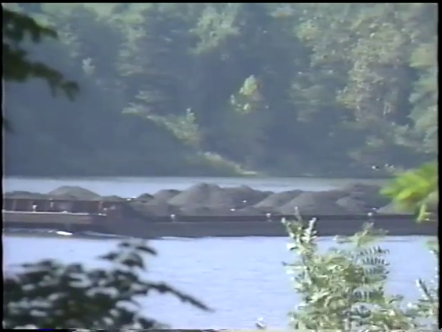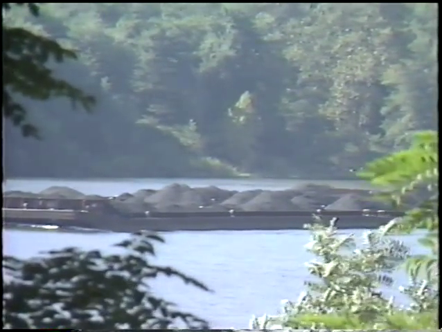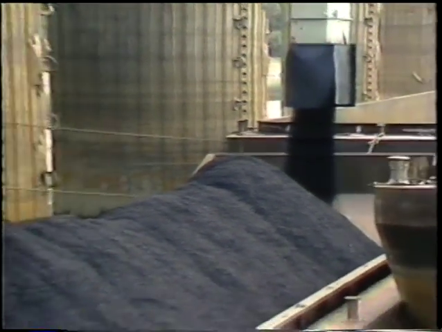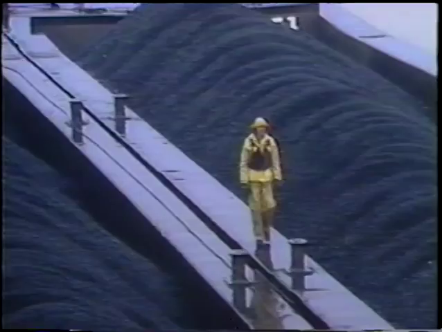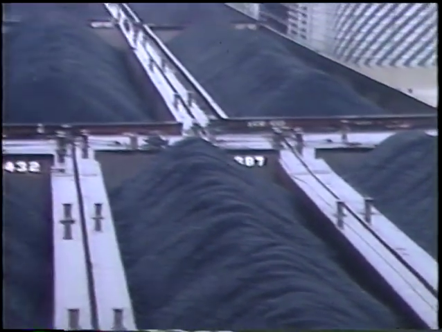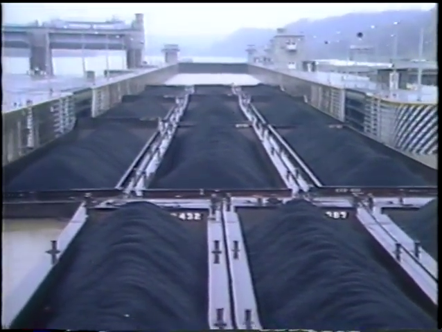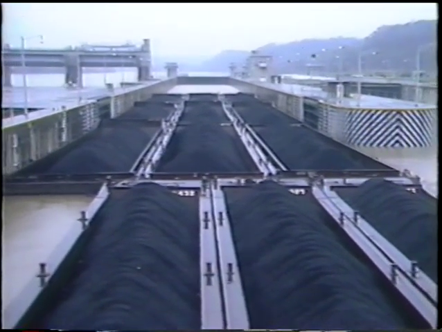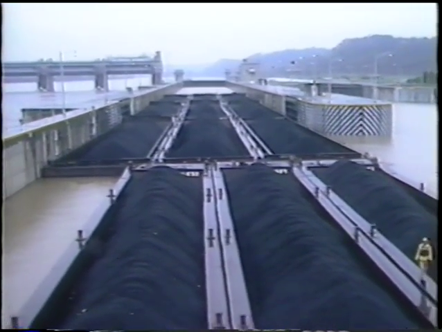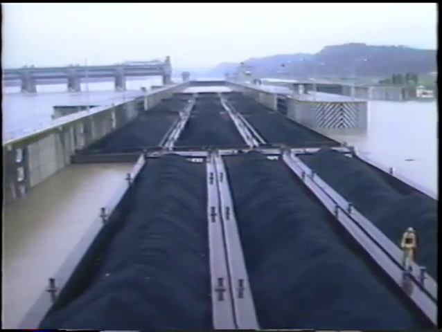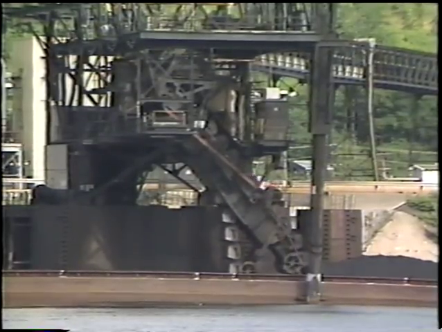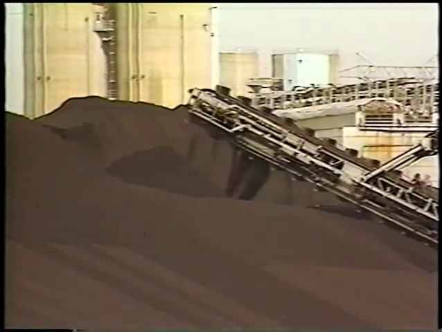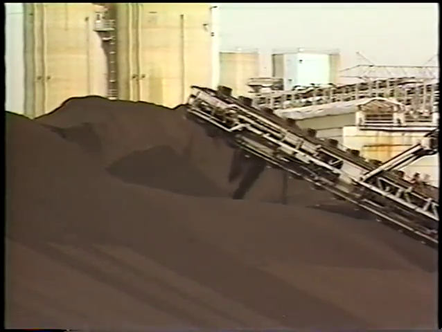Another way to transport the coal is on the river. One jumbo barge can carry as much as 1,500 tons. A complete tow, like this one, can carry more than 22,500 tons of coal. When the coal arrives at the power plant, it is unloaded and stockpiled until the plant is ready to burn it.